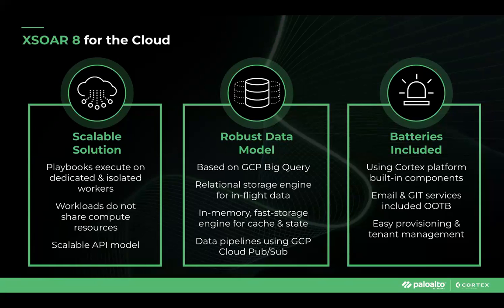But our new data model is also based on Google Cloud Provider's BigQuery. This provides a relational storage engine for storing any in-flight data that we are working with. And all of this is in memory. It makes for a very fast storage engine that allows caching and state management and things like that. And it really drastically helps in performance as well.